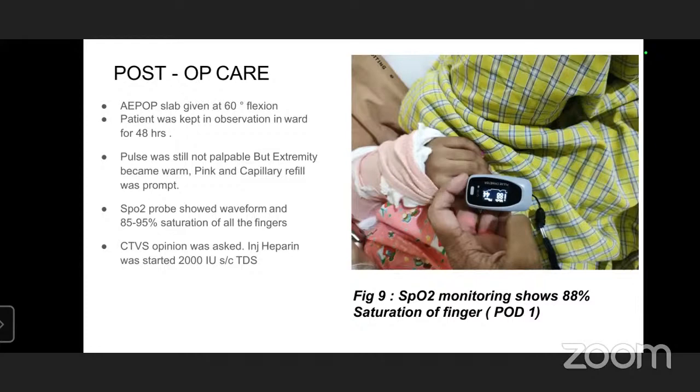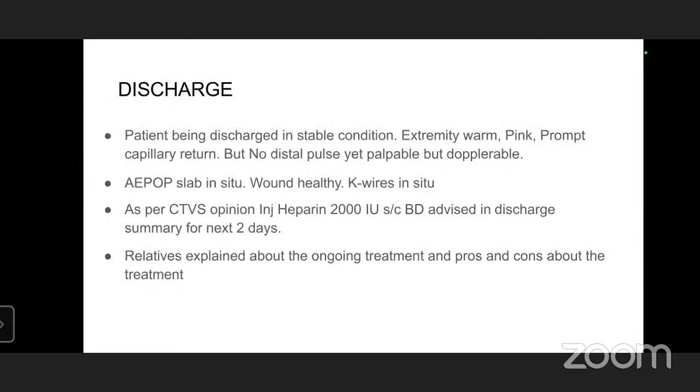Now I discharged the patient in stable condition. The extremity was warm, pink, and prompt capillary return was there, but no distal pulse was yet palpable after 48 hours. So the above elbow POP slab was kept in situ. The wound was healthy. The dressing was done on POD2, and the K-wires are in situ.